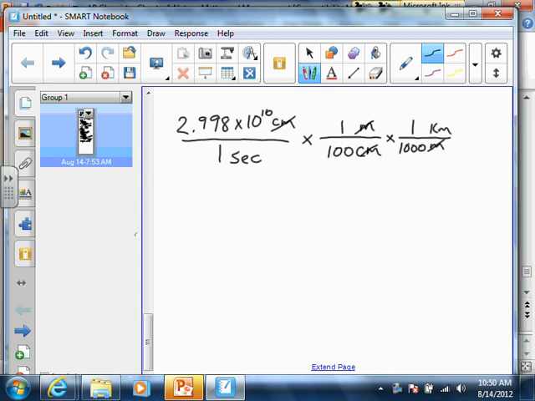Now we've got to go from seconds to hours. Okay? So here's the tricky part. I'm just going to continue this thing.